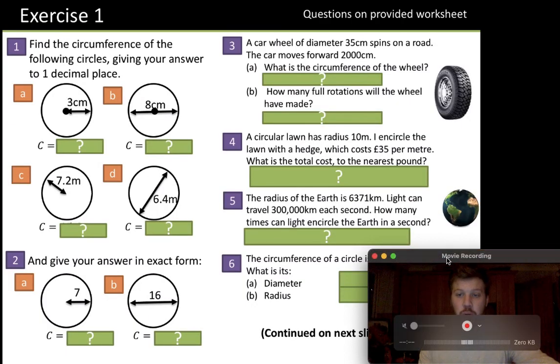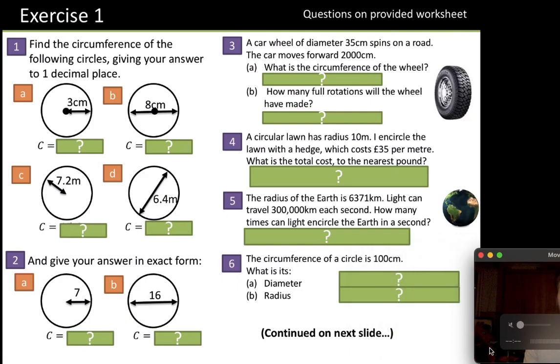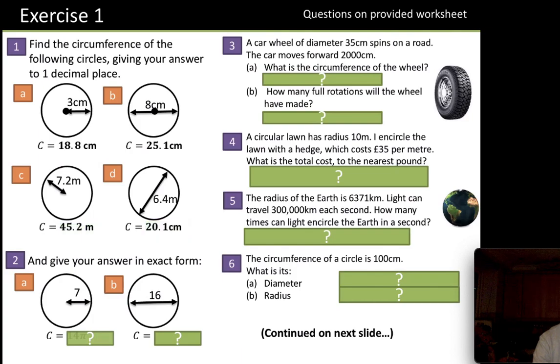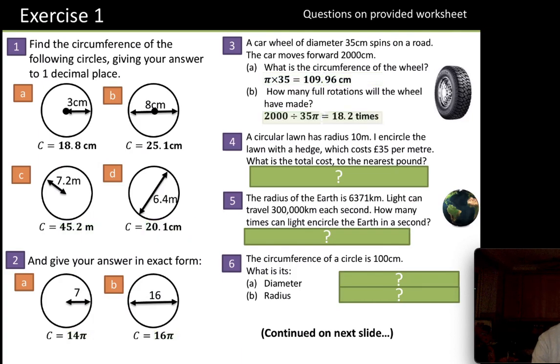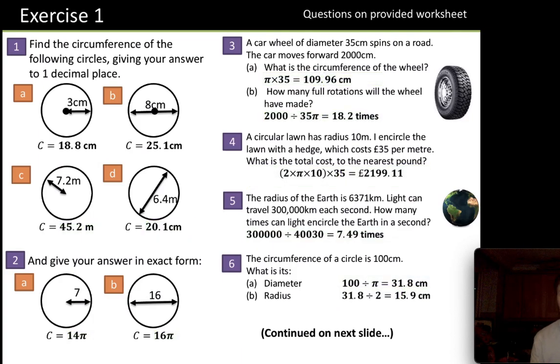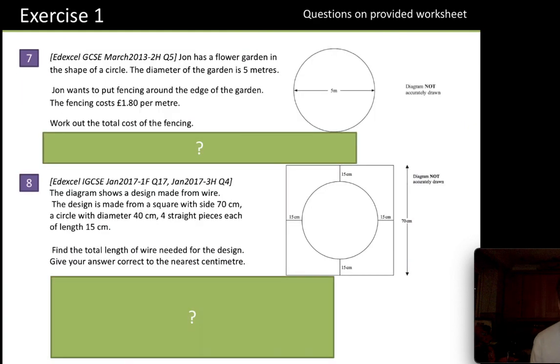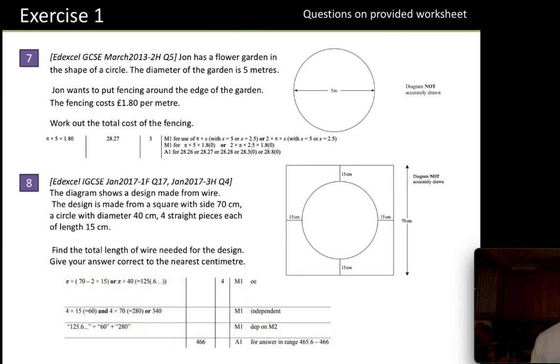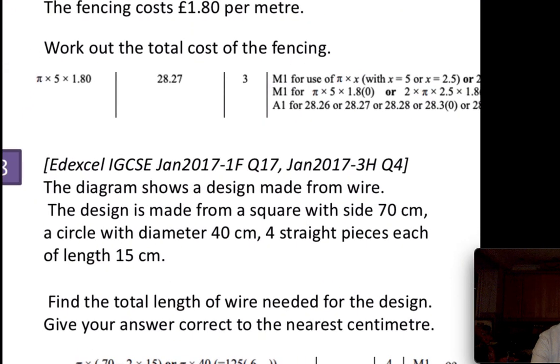So hopefully you've paused the video. I'm just going to move myself away. I'm going to just show you the answers and just mark them for me, please. So just pause the video and mark them. The next slide, I'll zoom in a bit so you can see.